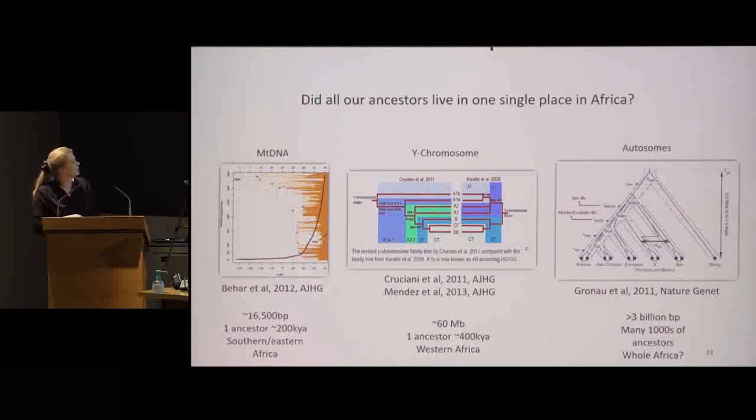In the case of the mitochondria, we know there was one ancestor that lived around 200,000 years ago in southern or eastern Africa. That was our mitochondrial Eve that gave rise to all of the mitochondria that are on Earth today. So we had one single ancestor giving rise to all of our mitochondria. The same with the Y chromosome. There's one ancestor that lived around 400,000 years ago, at this time in Western Africa, and that ancestor gave rise to all of the Y chromosomes on Earth today. So we have a Y chromosome Adam living in West Africa and the mitochondrial Eve living in East Africa.